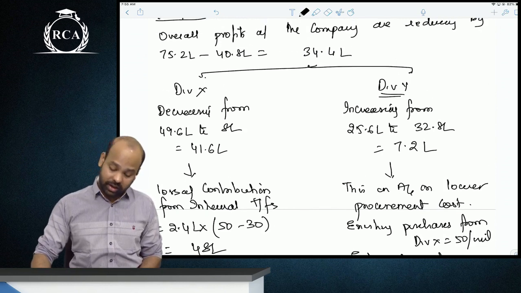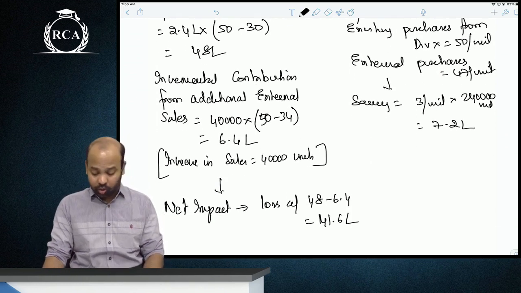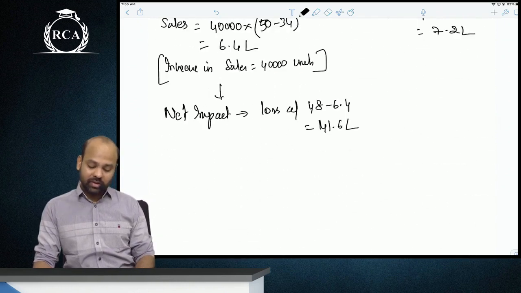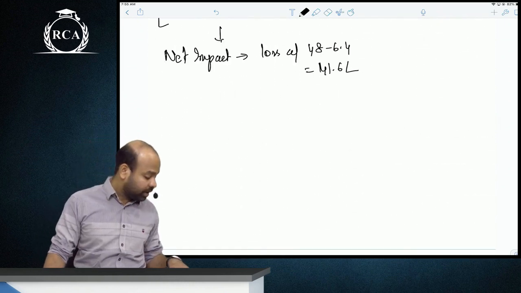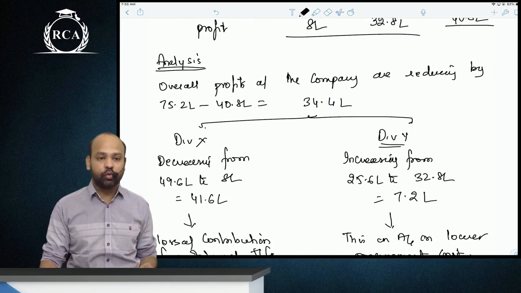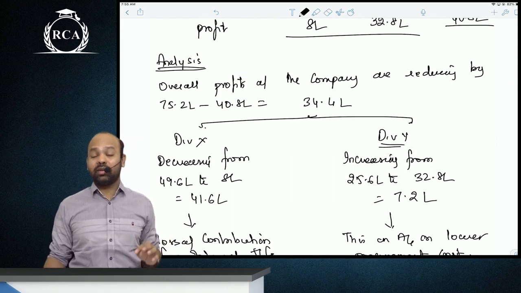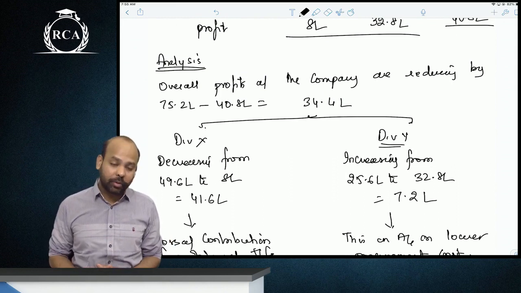Division X profit is decreasing by 41.6 lakhs. Division Y's profit is increasing by 7.2 lakhs. Undoubtedly, this decision is not from the viewpoint of the company. This is where we discuss why the top management should intervene. This is not a decision from the viewpoint of the company, which is what we are going to answer in the third bit. This is suboptimal decision making.